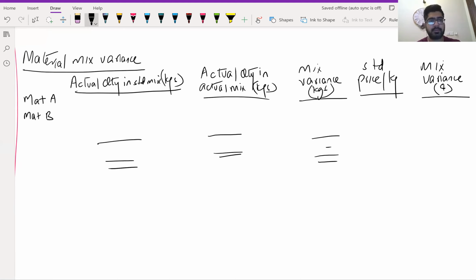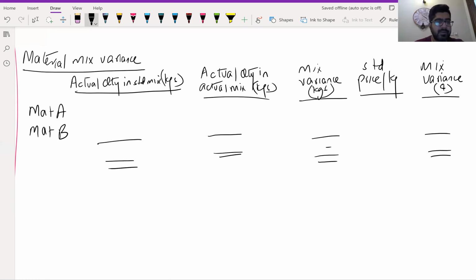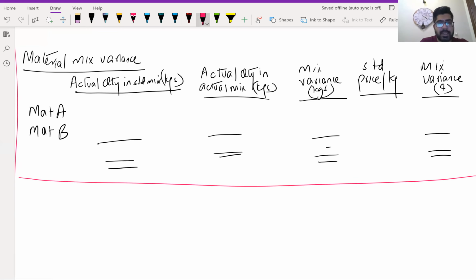Okay. This is the format of mix variance. I need to learn it. Whatever materials are there, maybe in the next question I get 4 materials, I will make 4 rows. But here I'm getting 2 materials, so 2 rows, material A, B. The first column is actual quantity in standard mix, actual quantity in actual mix, mix variance kg, standard price per kg, currency.